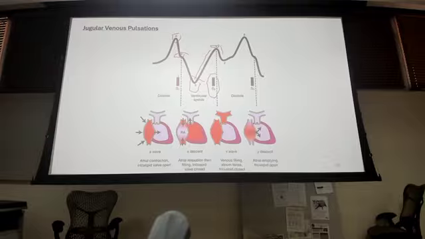So understanding what the different waves and descents represent is important, because we can understand pathology of the heart based on what the changes are in this pulsation wave.